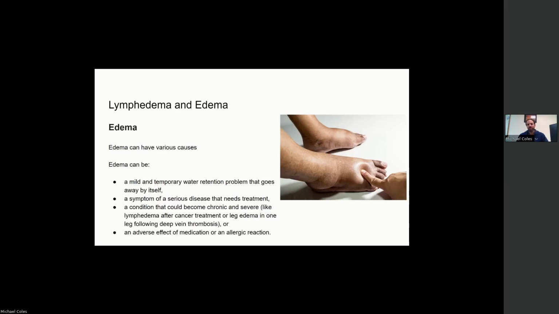So deep vein thrombosis, a thrombus is like a clot of platelets, and this can actually travel and block one of the valves, and then that fluid can't go back up because of that blockage. Or an adverse side effect of medication, or a reaction to some sort of allergy.